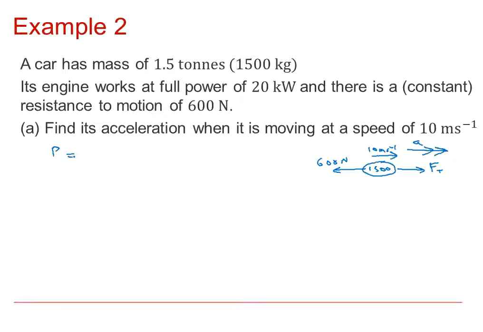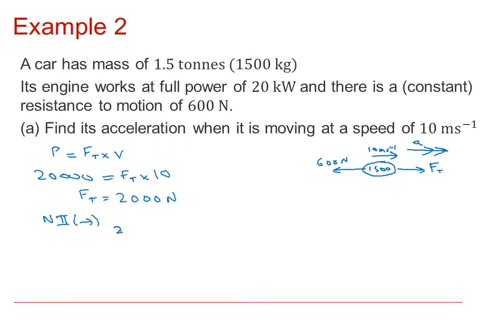We know that power is this tractive force times the speed. So we know that 20,000 watts of power equals the tractive force Ft times the speed, which is 10 meters per second, which gives us a tractive force of 2,000 newtons at this instant. We know that at this moment the tractive force is 2,000 newtons, so we can apply Newton's second law at this moment on the particle.